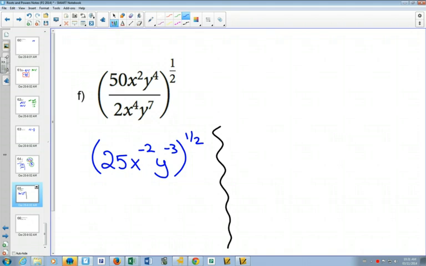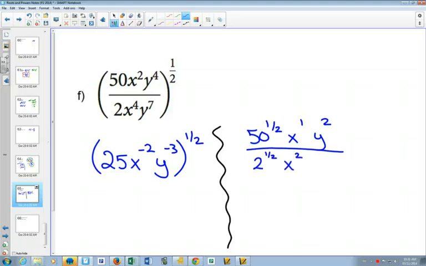It's not wrong to use the other exponent law and put the 1/2 in first and say this will be 50 to the 1/2, x squared to the 1/2 will be x to the 1, y squared to the 1/2 will be y squared, y to the 4 to the 1/2 will be y squared. You'd get 2 to the 1/2, x to the 2, and y to the 7 over 2. That's not wrong. Can you see that working on the left is going to be easier? If you simplify in the brackets first, you're going to make your life easier.